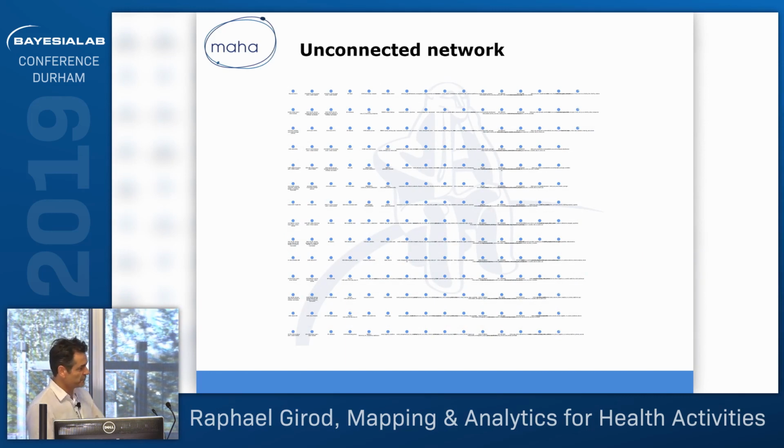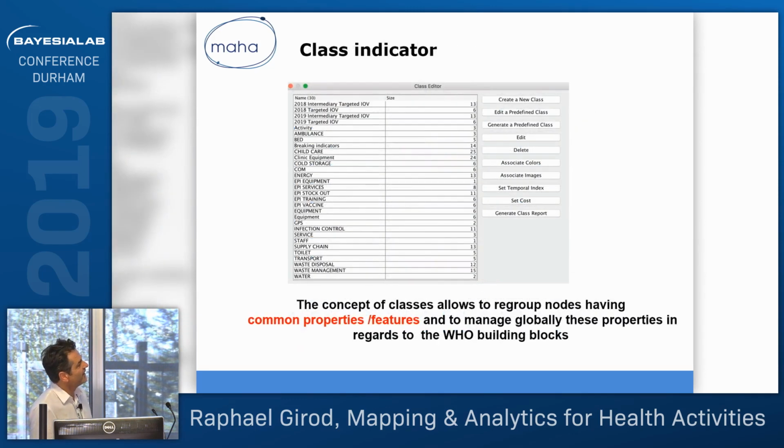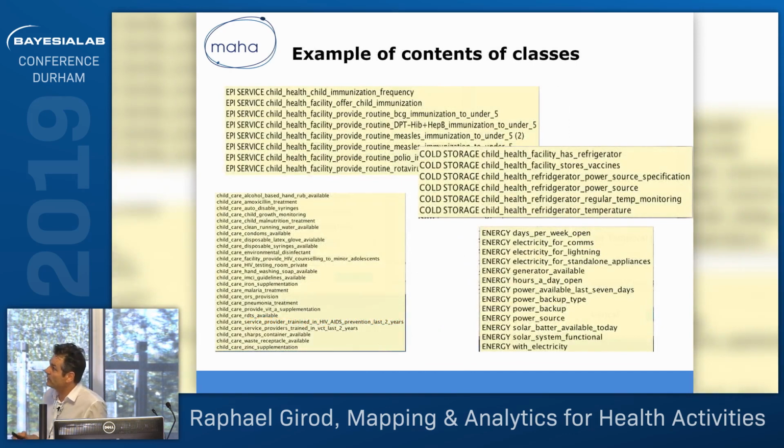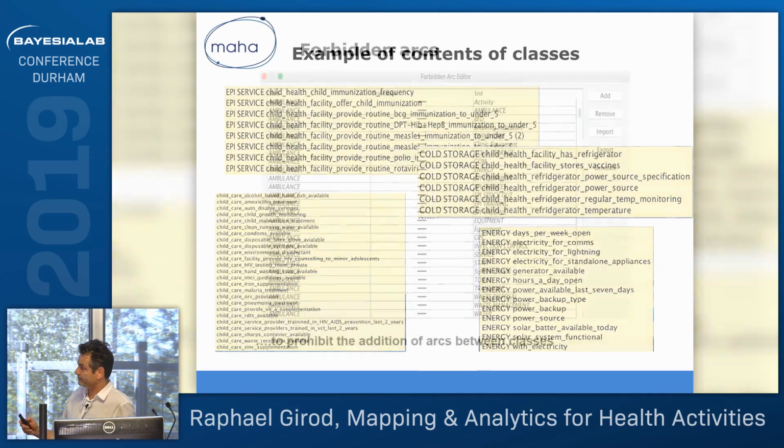Unconnected network. You are very accustomed to this, nothing to say. And about the class indicator, it was very interesting to have all this classification, because through these classes I will set up some forbidden arcs. They have been grouped because of common features, of course. Just to give you some example, it was easy to merge all the replies to the questions related to energy or to cold storage, the service availability, and so on.